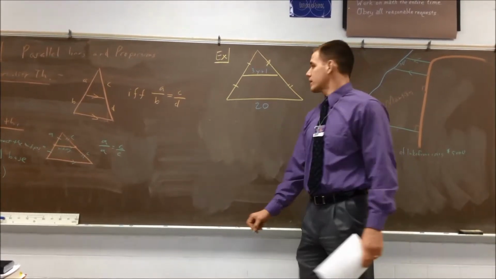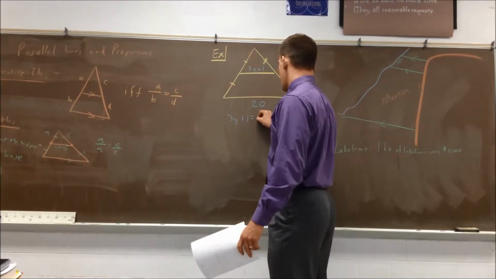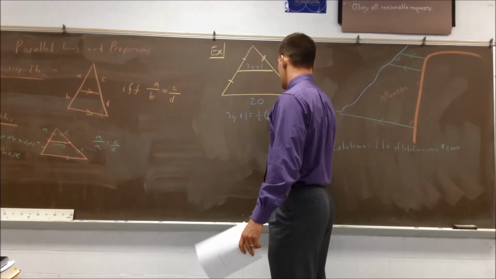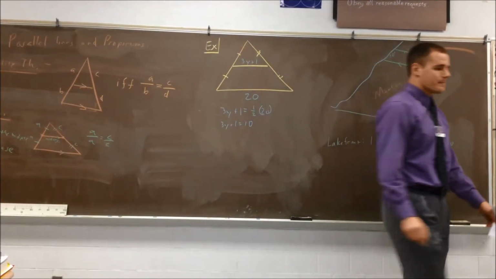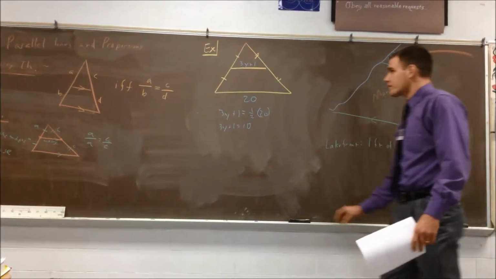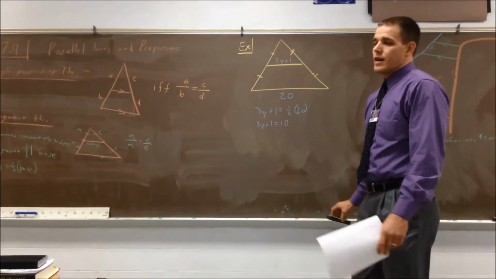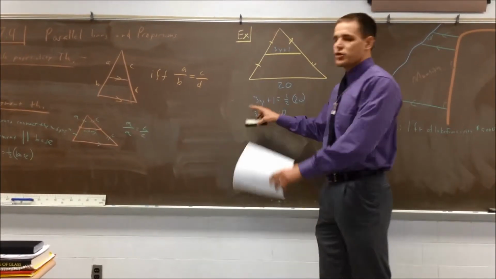Prepare to high five. If you said 3y plus 1 is equal to half of 20, or 3y plus 1 is equal to 10, high five with your teammates because you rock. All right, now, Mr. Kuhne's going to get mean here. I'm sure you can solve that.